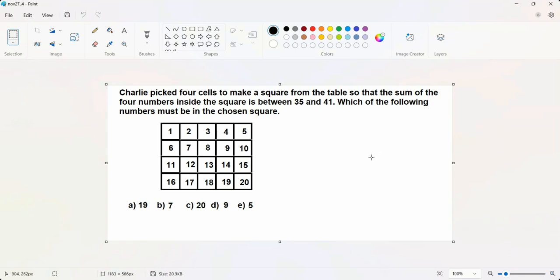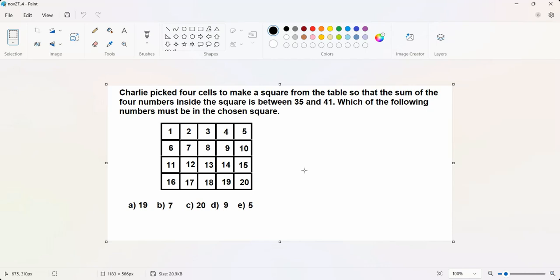Okay, so in this problem, we have Charlie picked four cells to make a square from the table so that the sum of the four numbers inside the square is between 35 and 41. So this is a bit more trickier. Which of the following numbers must be in the chosen square?